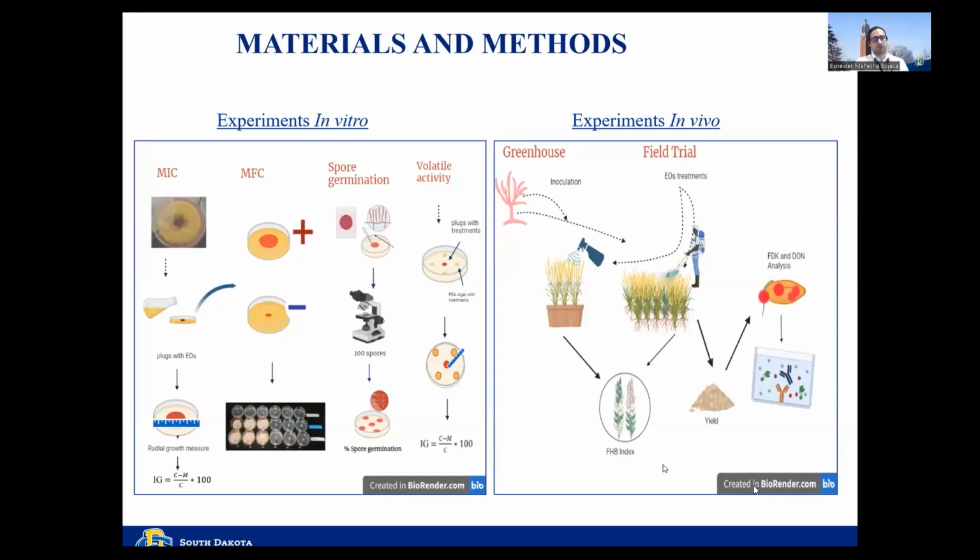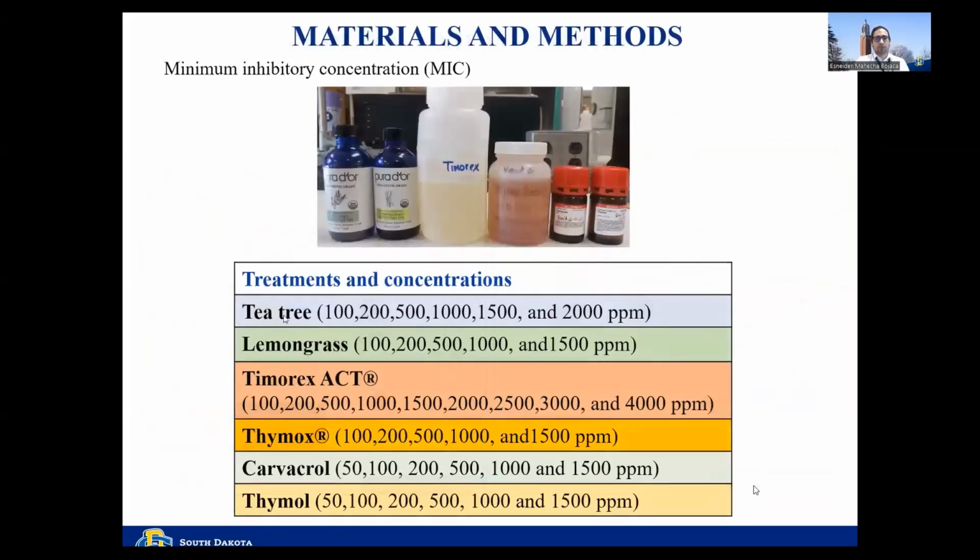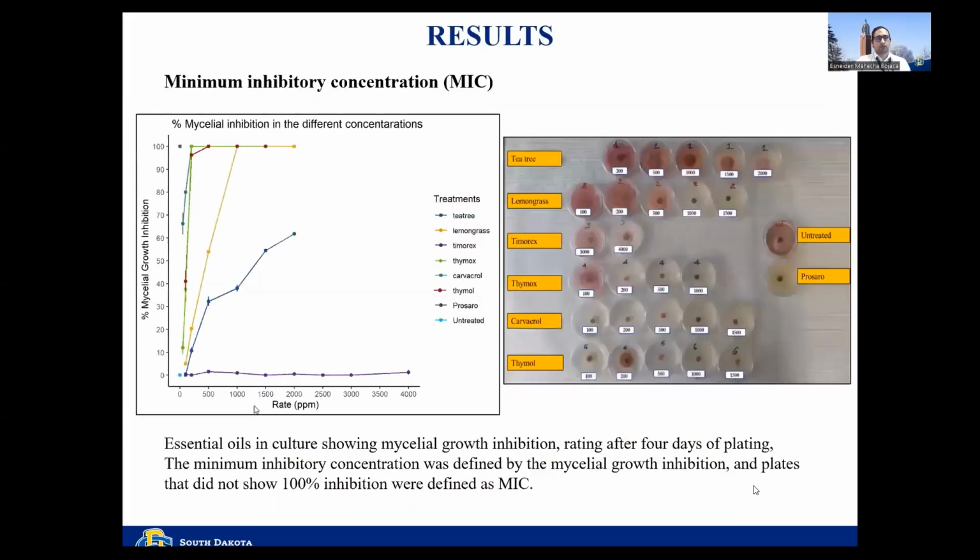The variables that we took were the Fusarium head blight disease index, the yield, the FDK, and the deoxynivalenol analysis after the harvest. Some of the treatments that we used were tea tree, lemongrass, pure essential oils, two commercial products that I showed before, Timorex and Thymox, and two compounds that are present in the essential oils, carvacrol and thymol.